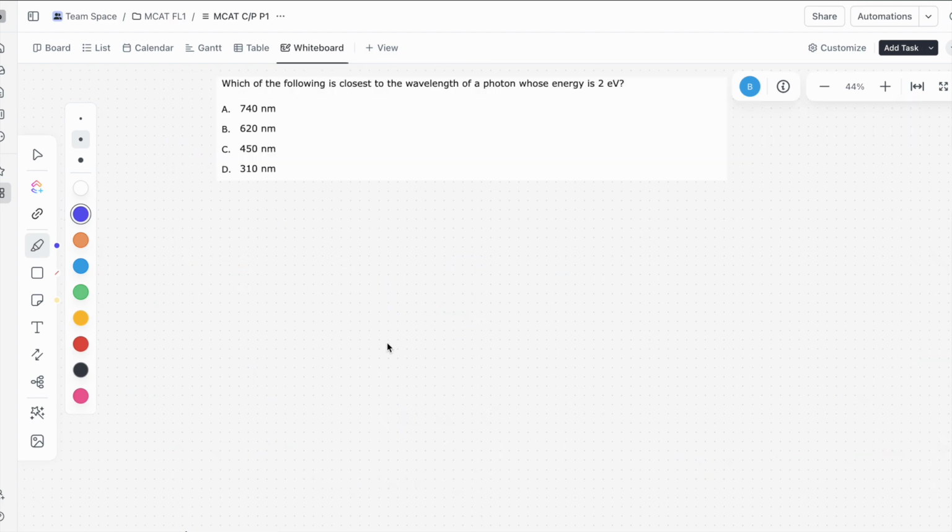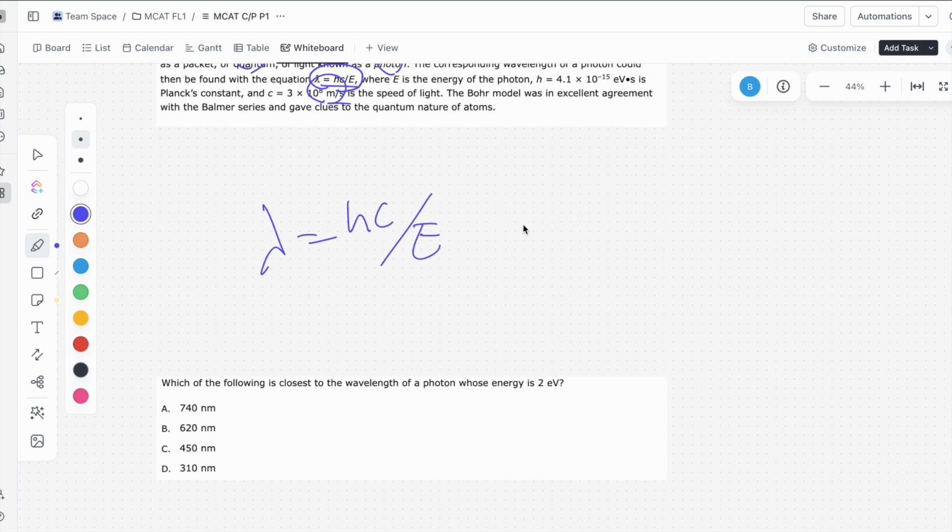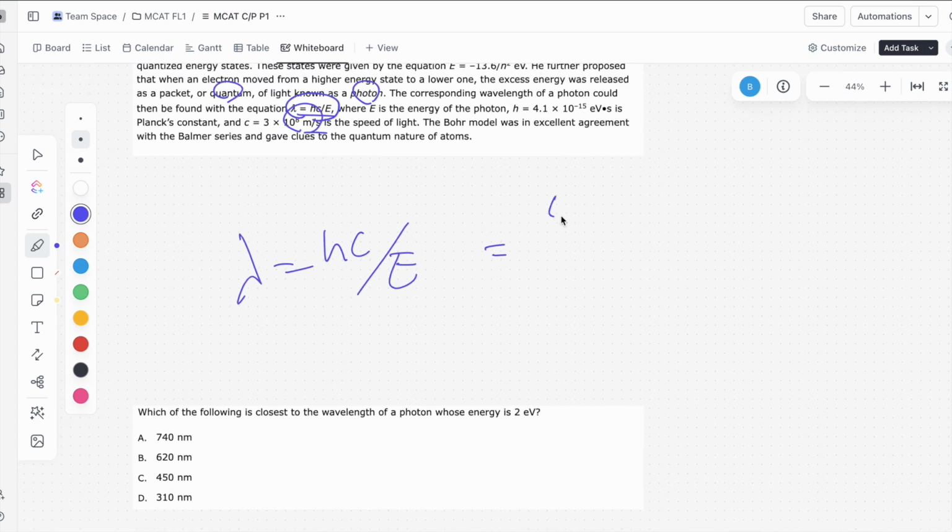The next question here states, which of the following is closest to the wavelength of a photon whose energy is 2 eV? All right, so let's go back to the passage, see if they give us any useful equations here. And we'll notice right here, this is the equation that we're probably going to have to use. Lambda is equal to hc divided by E. Well, h is Planck's constant. They give us that value here. So h is 4.1 times 10 to the negative 15 eV seconds.